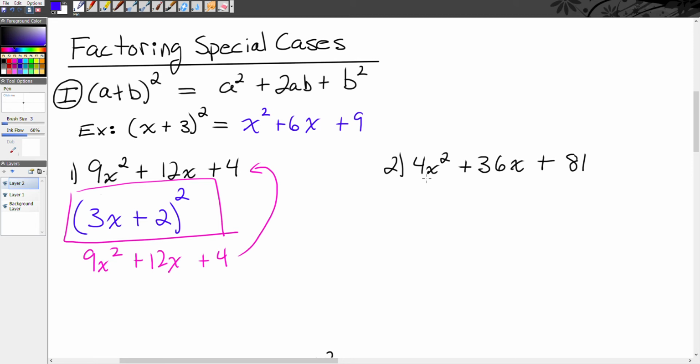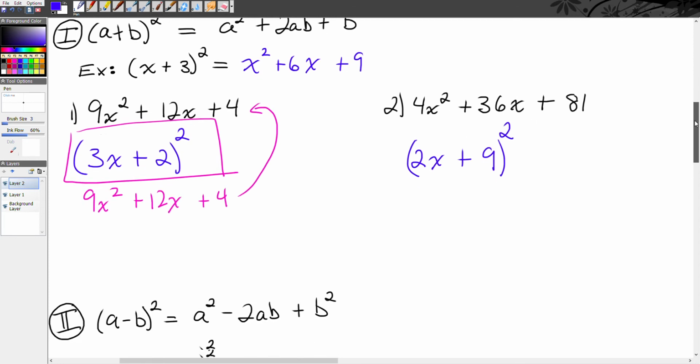So 4x squared, what's the square root of 4? 2. And what's the square root of x squared? x. Plus, over here, 81. What's the square root of 81? 9. So 4x squared plus 36x plus 81 comes from (2x plus 9) squared. And again, 2x times 2x is 4x squared. 9 times 9 is 81. And then 2x times 9 is 18x, times 2 is 36x. So you see how that works.